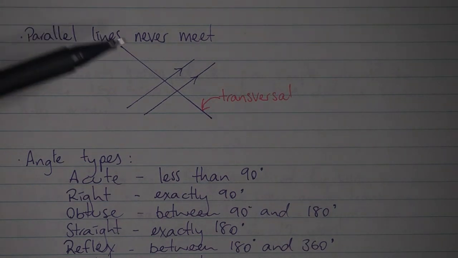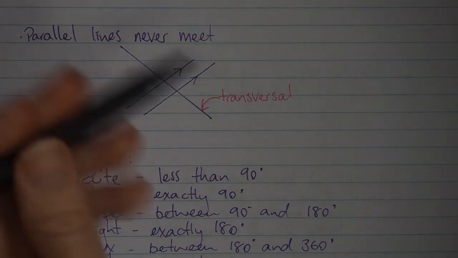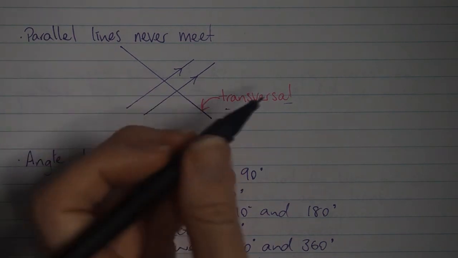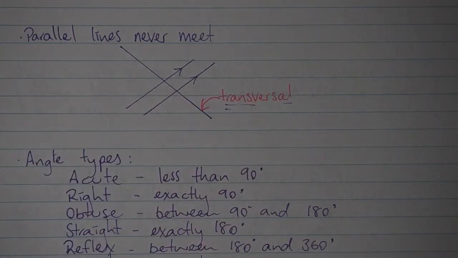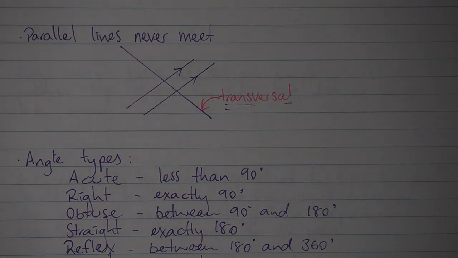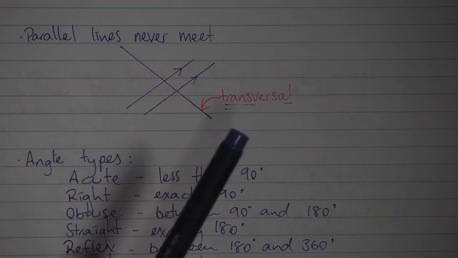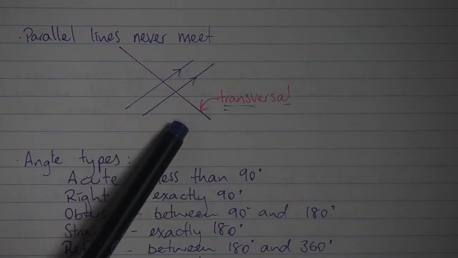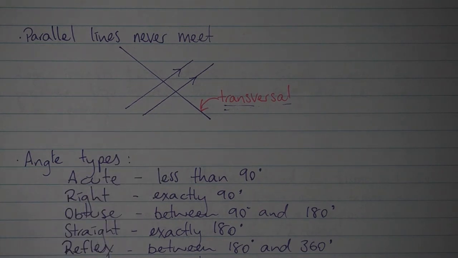Okay, so then another term that I want to introduce you to is called the transversal. Now, the transversal is essentially any line that crosses one or more other lines. So trans means cross. It just means that the transversal is this line that goes across the two parallel lines, and we will see parallel lines and a transversal in much more detail a little bit later on. We'll just get through these basics first.